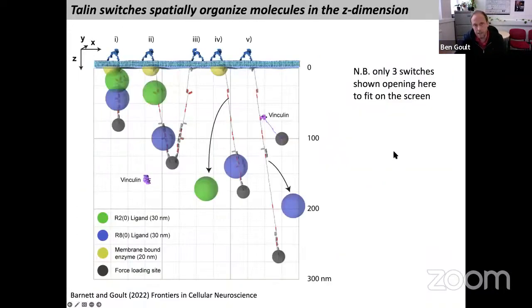If we re-envisage that and think about this drawn to scale, so here are those scale drawings of 5 different Talins in different states, but here put the ligands back onto it, then what we can start to see is that as these Talins unpack these switches, it's spatially organizing molecules in the Z dimension. And by Z, I mean, I'm calling X and Y the membrane, and this is coming down away from it as these switches unfold. And I've just stressed here that this is only 3 switches shown unfolding, because then it goes off the page. Hello, Claire.